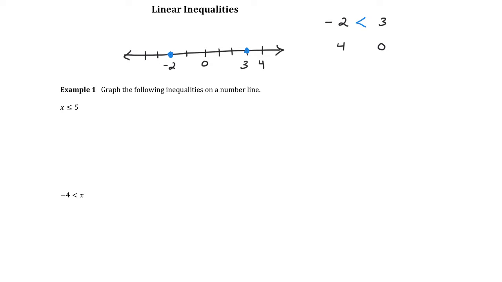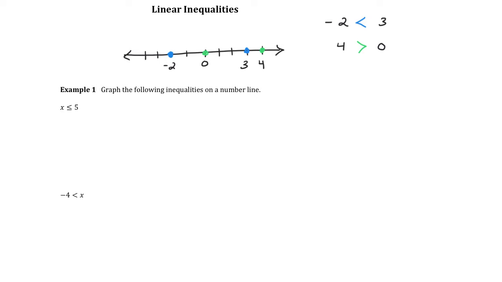Likewise, if you're comparing 4 and 0, I'll mark those in green. So here's 4. This is 0. 4 is to the right of 0, so clearly 4 is greater than that number. So this is the idea of an inequality, using not equals, but these other symbols to compare things.